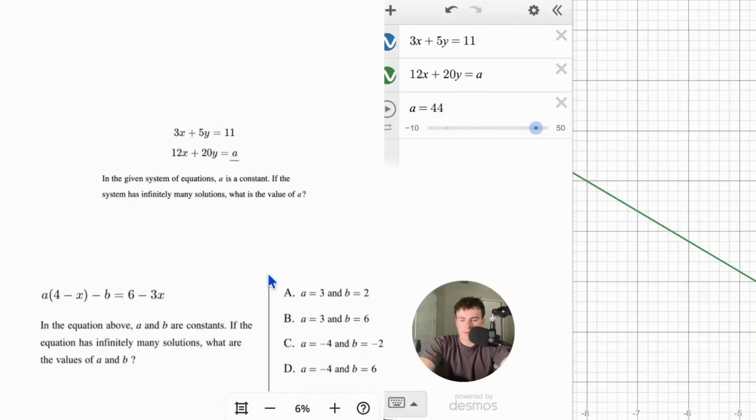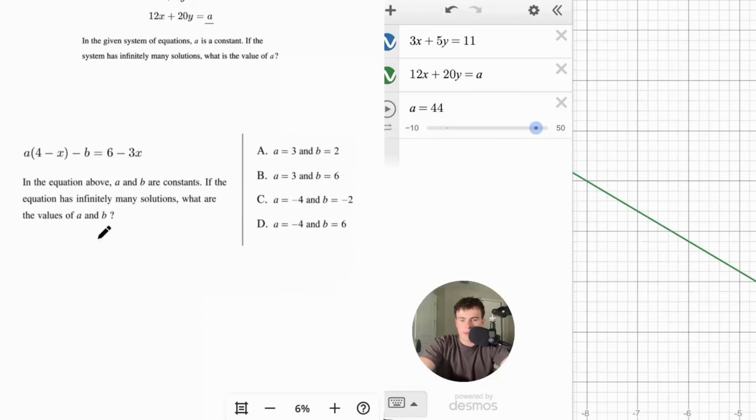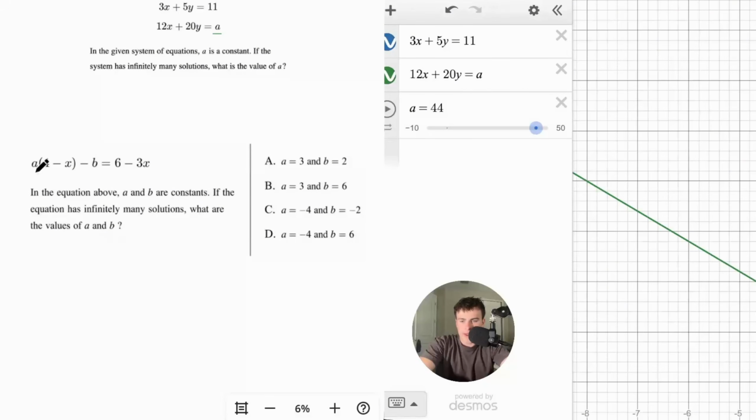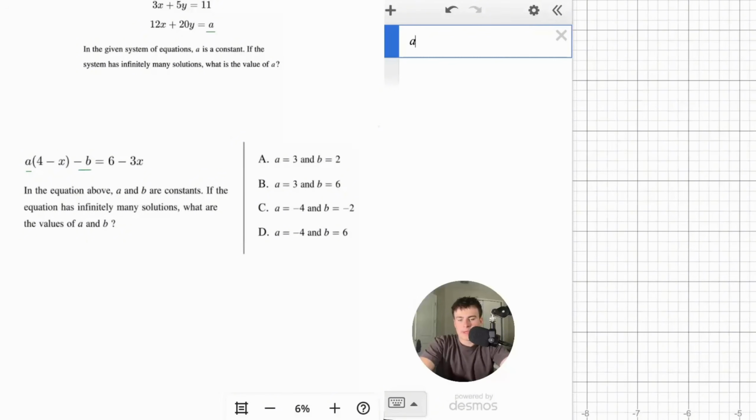Now, let's do a pretty hard one. This is about as hard as it'll get. I guess there's a couple more that are hard, but this one says, in the equation above, A and B are constants. If the equation has infinitely many solutions, what are the values of A and B? And thankfully, they give us some options here. So here's what I'm going to do. I'm going to take both the equations.